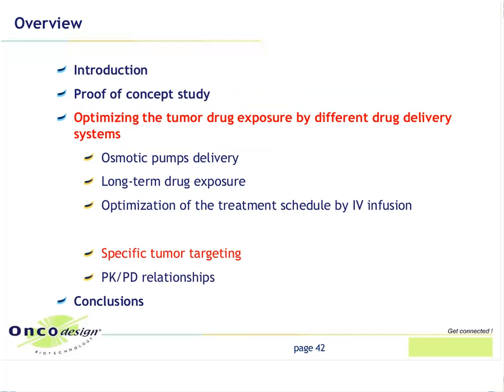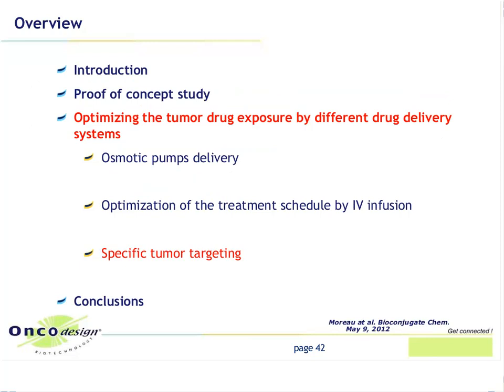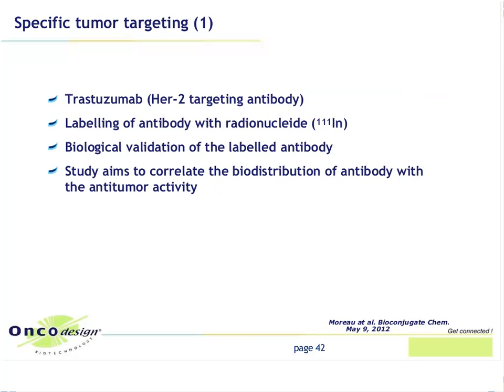So here is an example where we studied trastuzumab as a HER2 targeting antibody, but this kind of application was also done with peptides and others. So the idea is to label the drug. Here this antibody is labeled with radionuclide indium-111 to do a biological validation of this new labeled chemical entity. And the study aim was to correlate the biodistribution of this antibody with its anti-tumor activity.